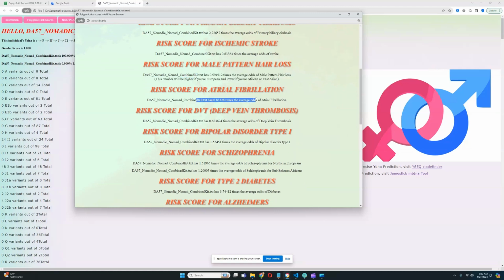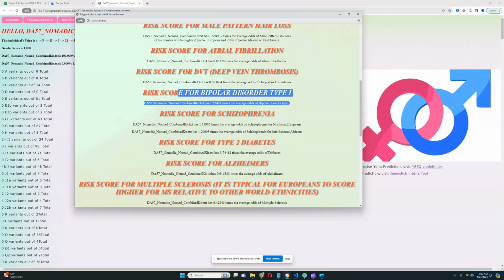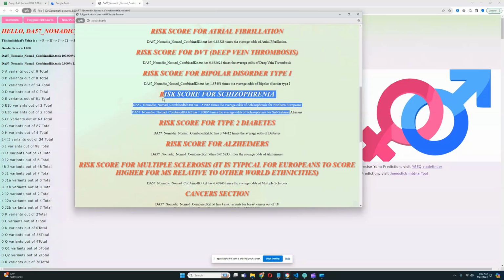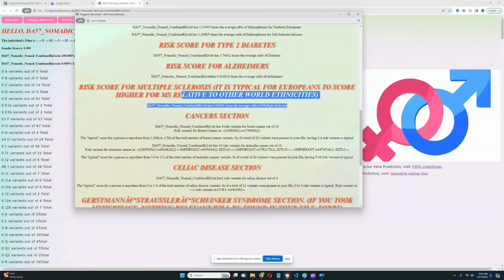He has below average score for atrial fibrillation. He has below average score for deep vein thrombosis. He has high score for bipolar type 1. He has high score for schizophrenia. He has very high score for type 2 diabetes. He has below average score for Alzheimer's. He has a very high score for multiple sclerosis.